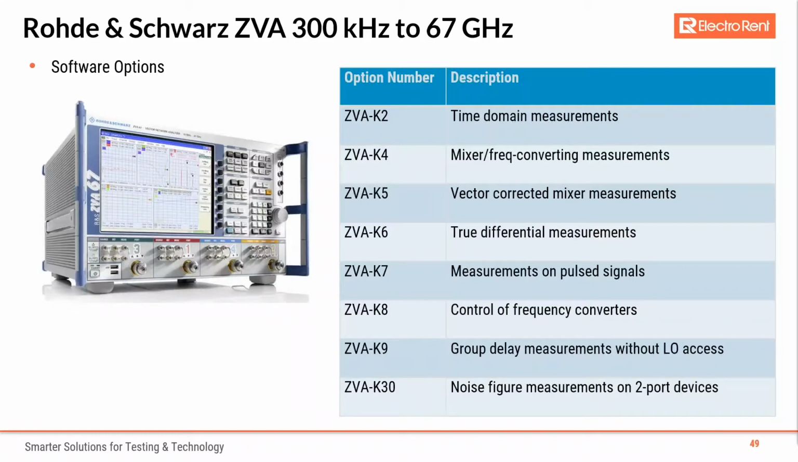Here are some of the software options that are available for the ZVA. Just as with the others, Rohde Schwarz and Keysight instruments, you'll also have your time domain measurement capability, differential measurements as well available, noise figure, group delay as well.